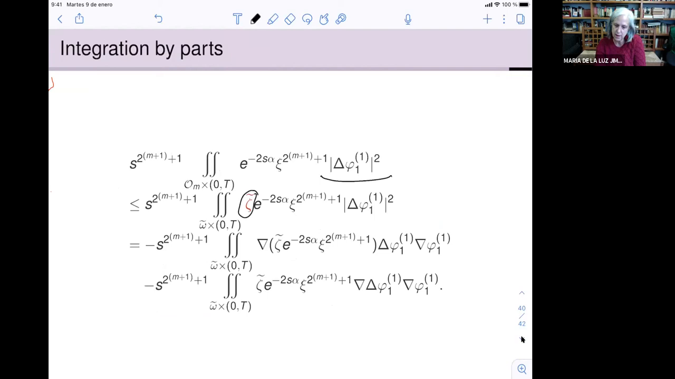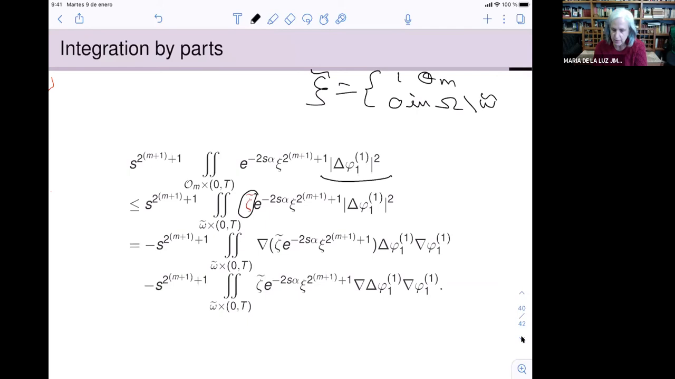Again, psi tilde is equal to one in omega tilde and zero in large omega minus this omega tilde. So we have to do this several times.